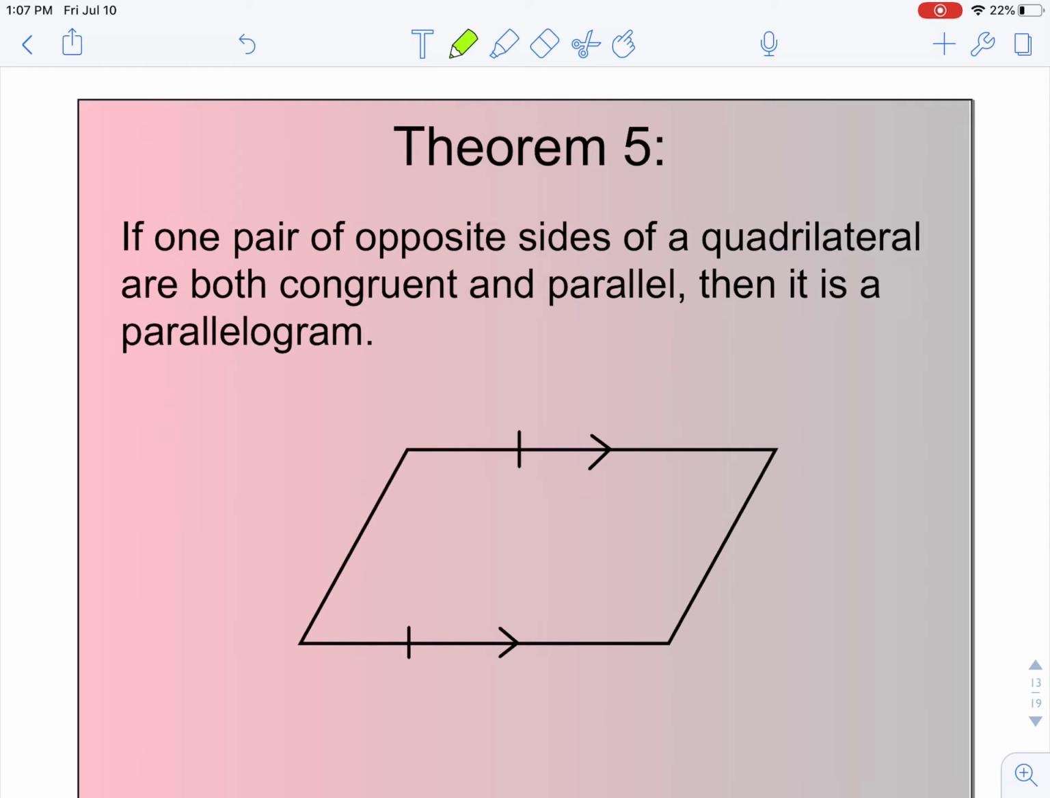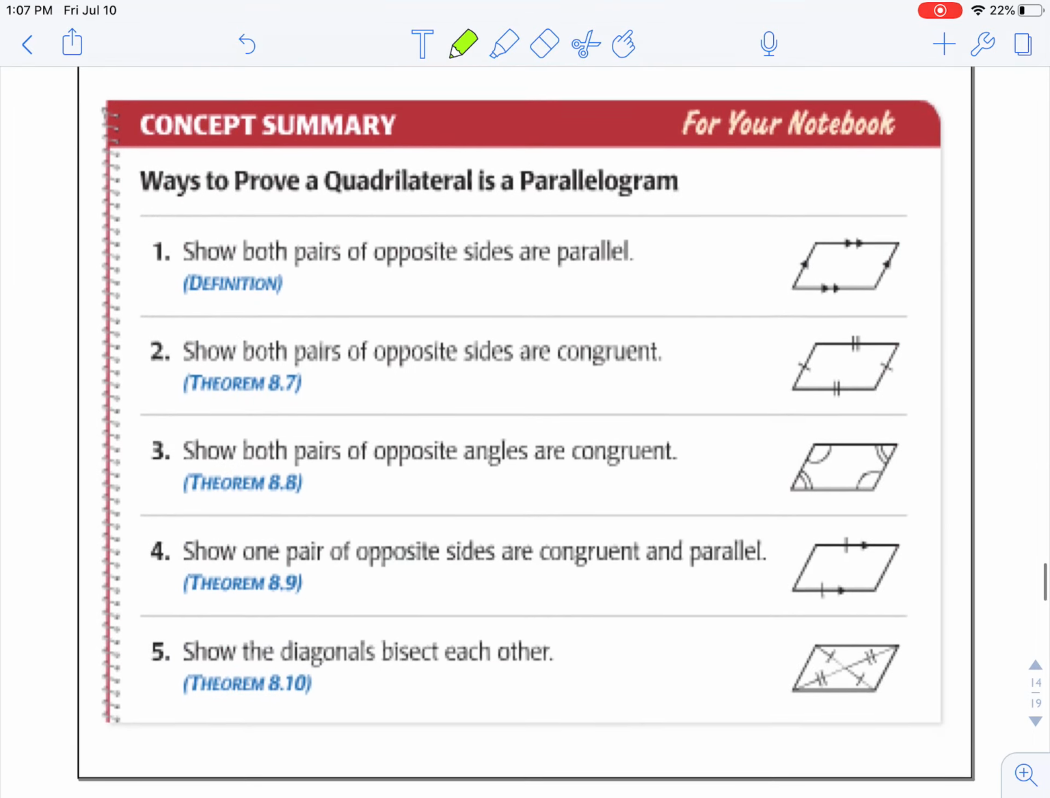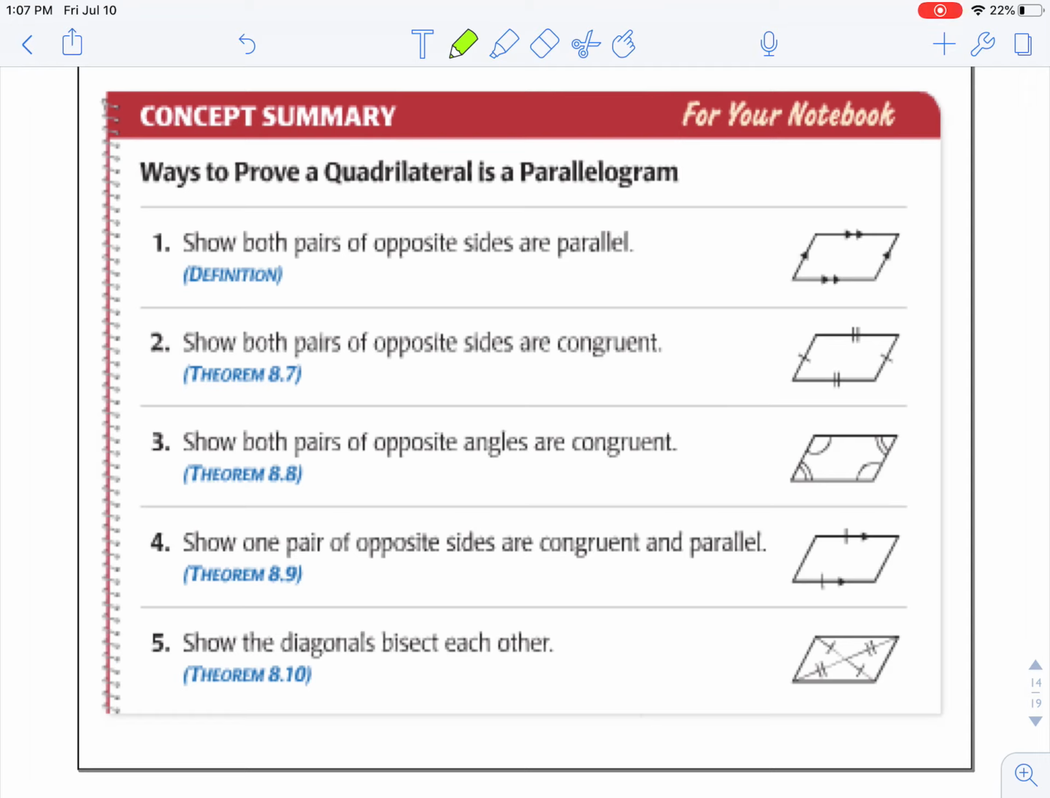So it turns out we have an additional theorem for parallelograms that says if one pair of opposite sides of a quadrilateral are both congruent and parallel, so the opposite sides, one pair, both congruent and parallel, then it is a parallelogram. Remember, anytime we say it's a parallelogram, all of those other properties apply.